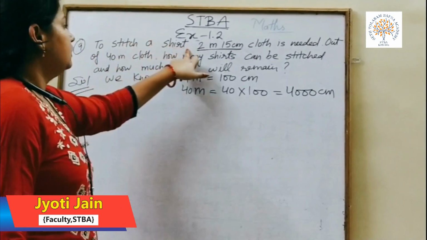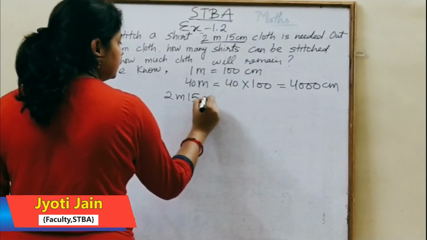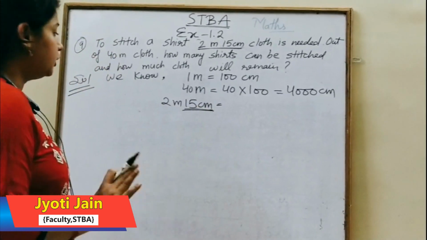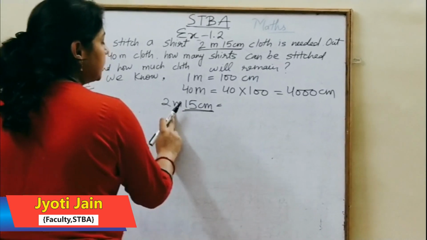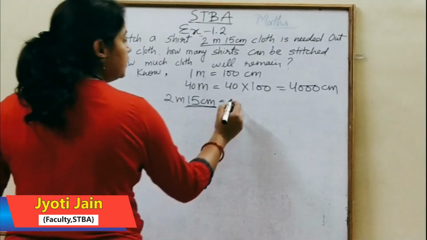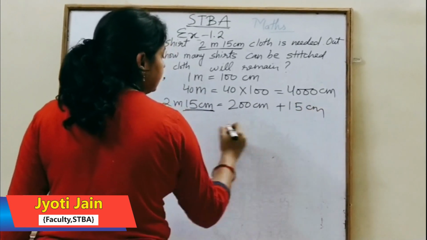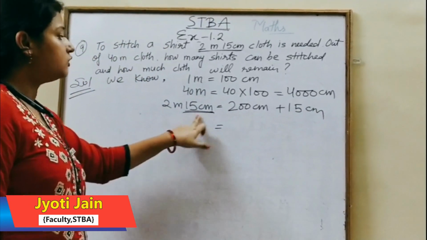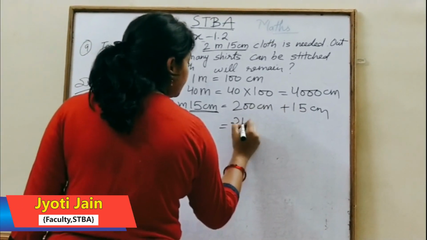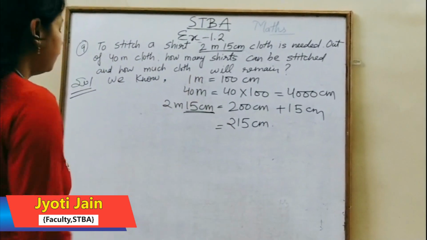And next is this one, 2 meter 15 centimeter. So 2 meter 15 centimeter, convert it into centimeter. See this, the 15 is already in centimeter, so we don't need to convert it. Only 2 meter will be converted. So 1 meter is equal to 100 centimeter. So 2 meter will be 200 centimeter. And we add 15 in it. Understood? 15 is already in centimeter, that's why we have not converted. So 200 plus 15 will be 215 centimeter. Okay, we have already converted.